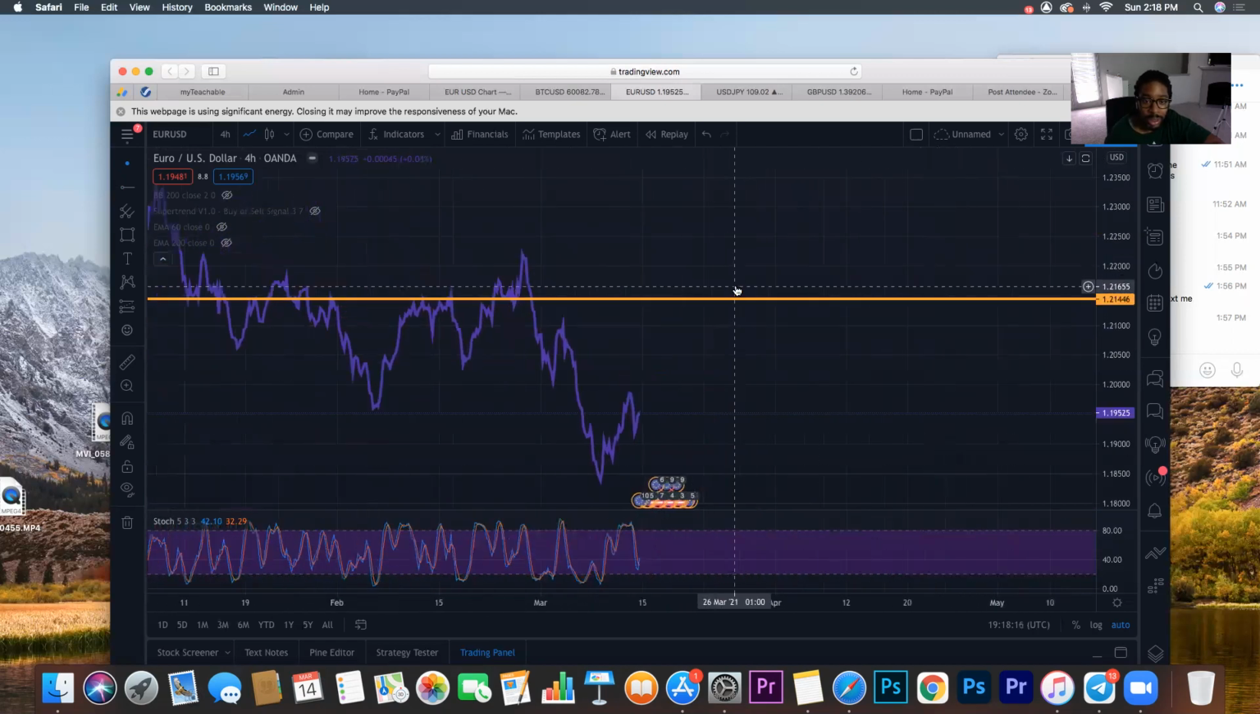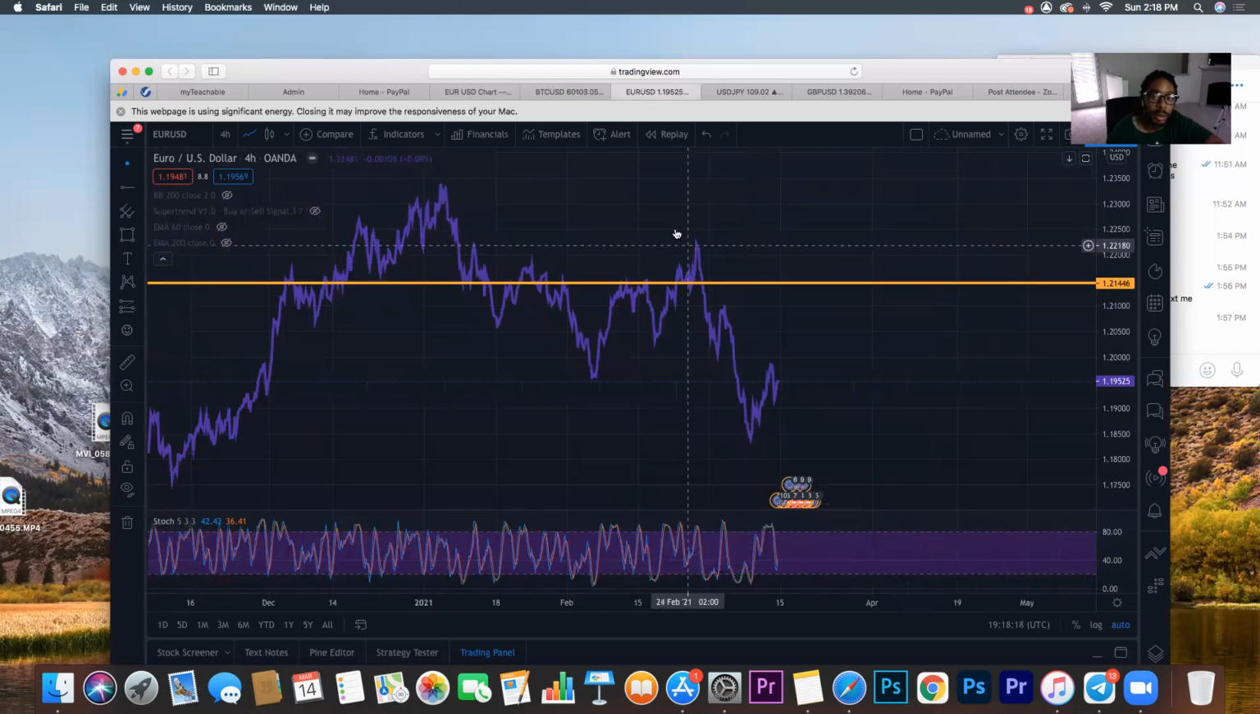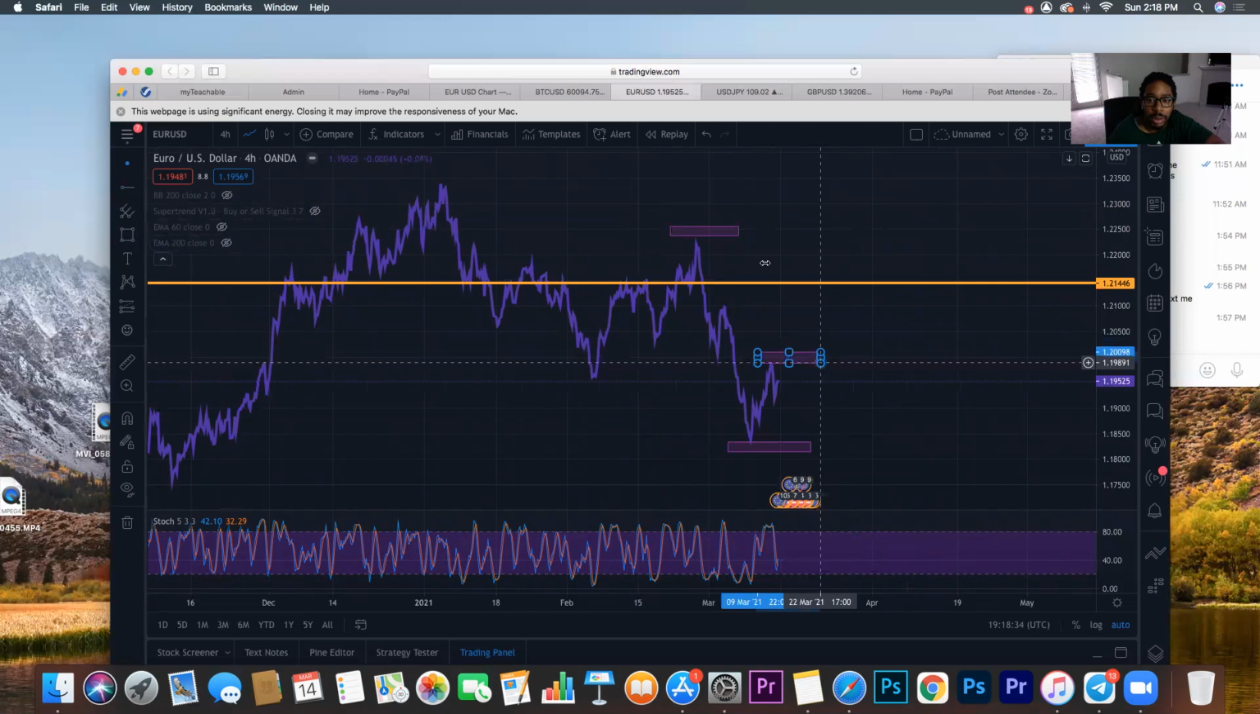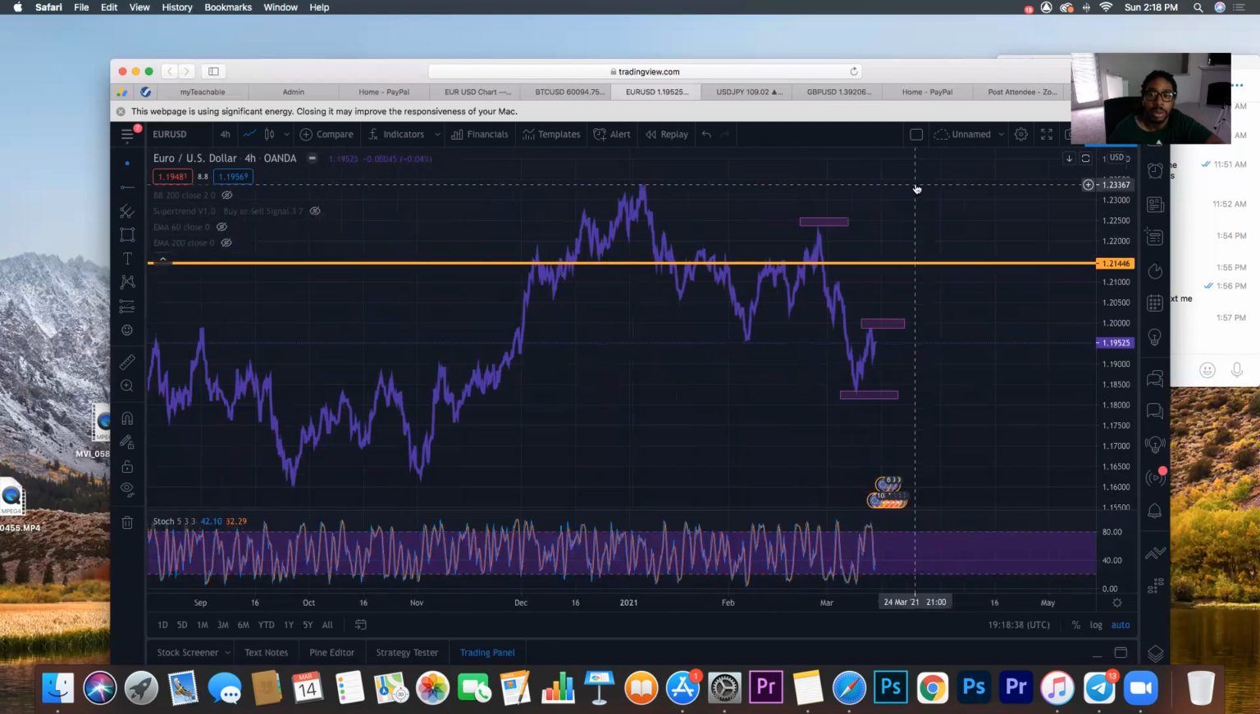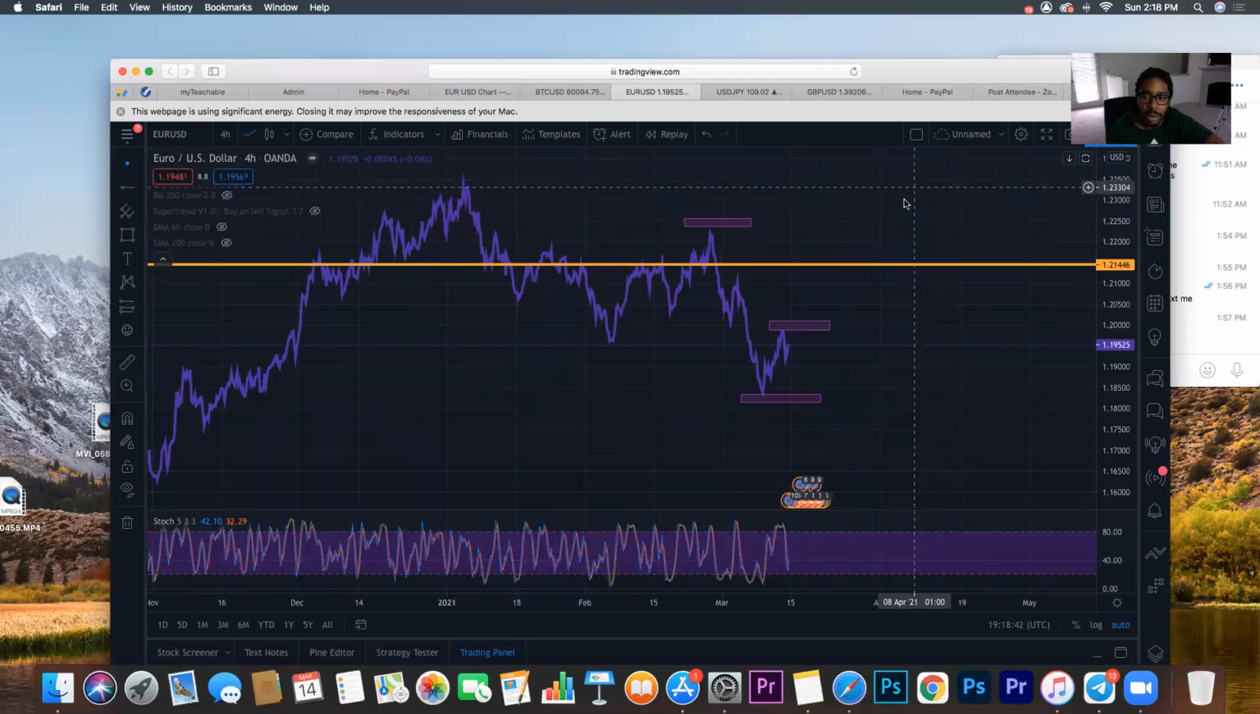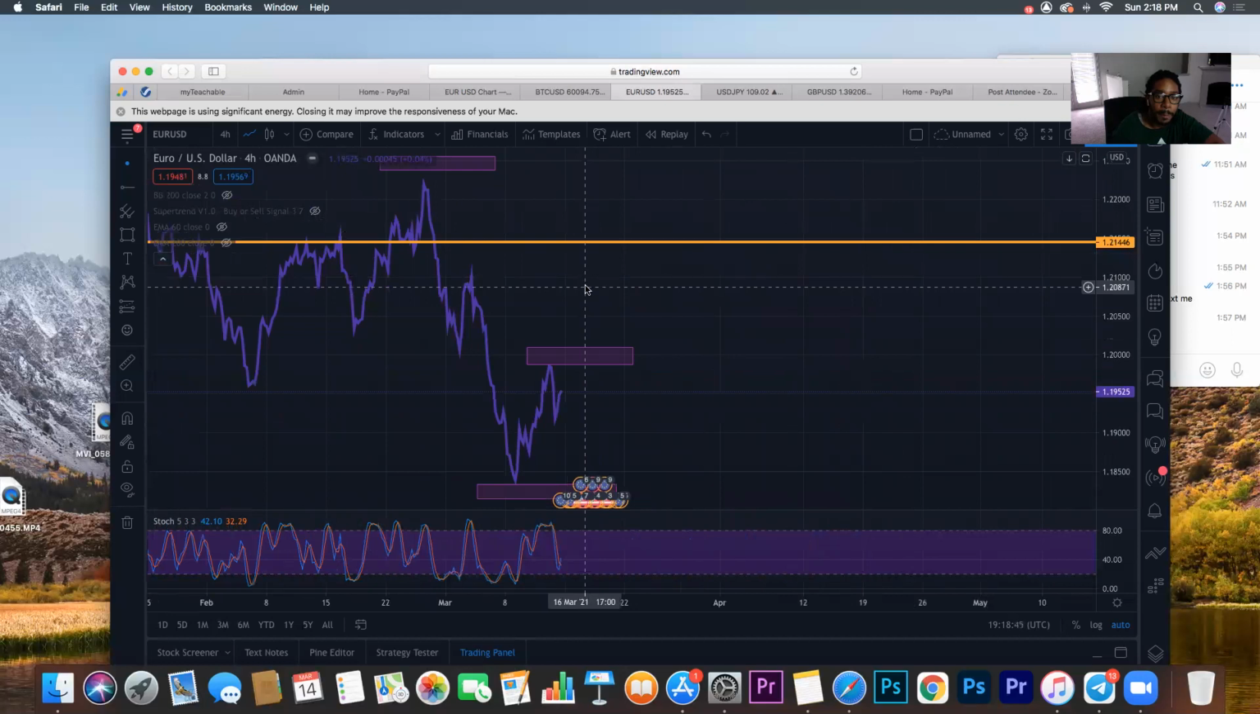So what I like to do is make 4-hour zones instead of lines. Now I can go to my high and make a zone, right? I can go to my low and make a zone. I can go to where price is at and make a zone. So now I got a top, a middle, and a bottom. Boom. And this is how I base my trades, guys. This is what I look for, man.